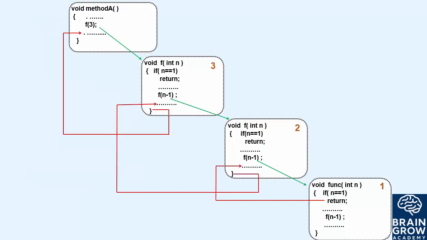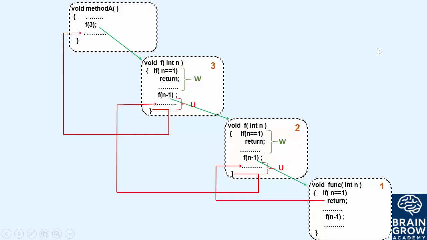Now in this example that we have seen earlier, the winding phase starts here when the method f is called for the first time, and it stops here when the base case is reached. From here, the unwinding phase starts. So this piece of code that is before the recursive call is executed in the winding phase, and this piece of code that is after the recursive call is executed in the unwinding phase.